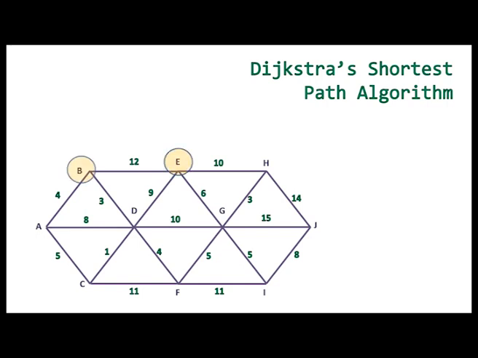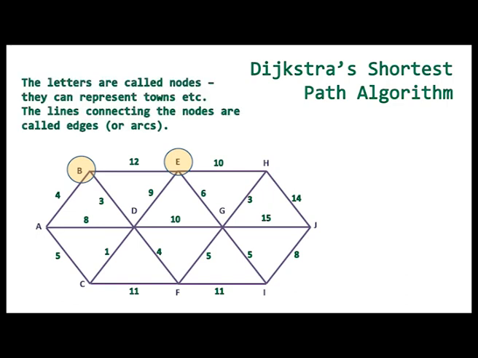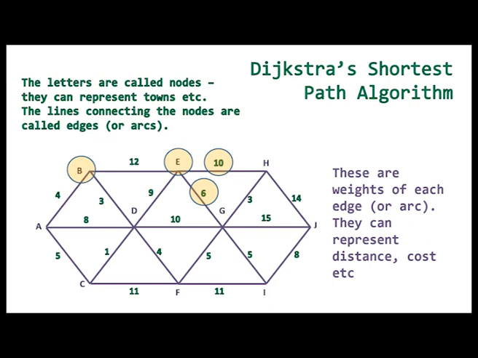The letters represent something called nodes, and the lines are called edges or arcs. The nodes can represent towns, something like that, and the lines would represent the roads. Now there's also the numbers. The numbers are the weighting that we talked about earlier. The numbers don't always have to represent distance, they can represent cost.